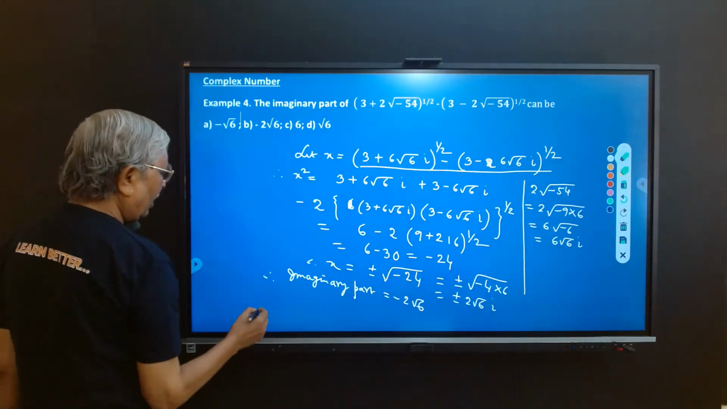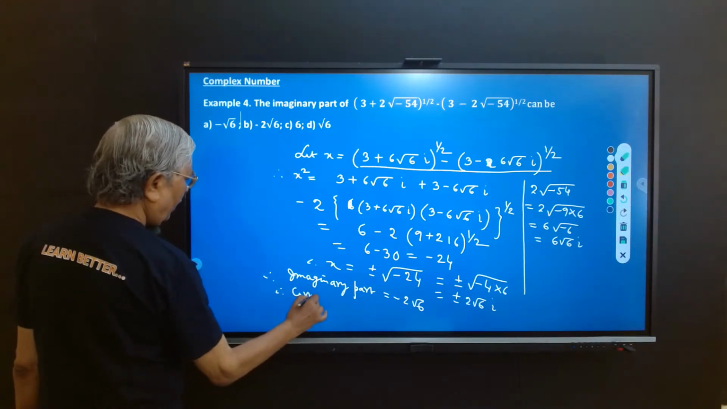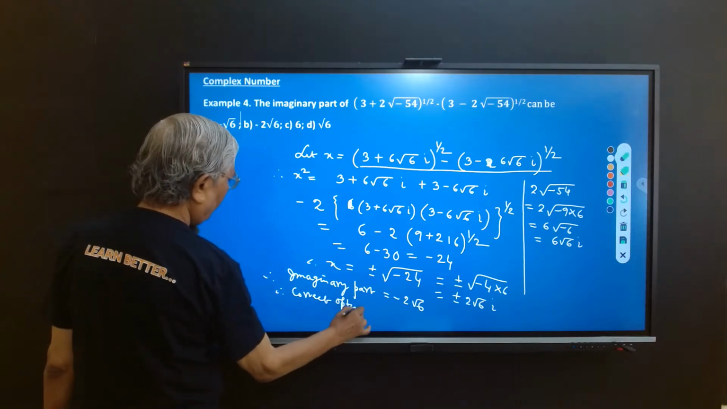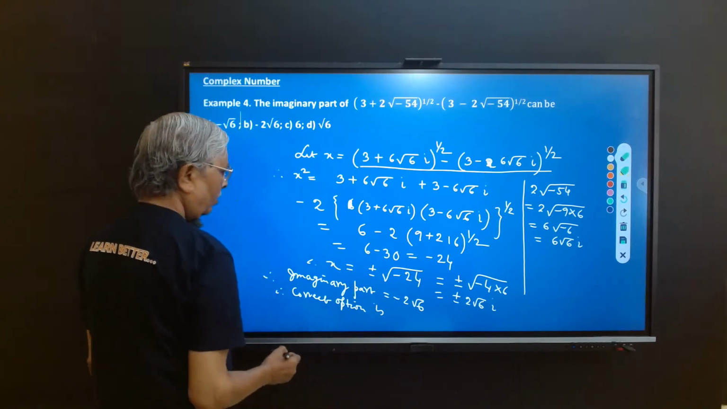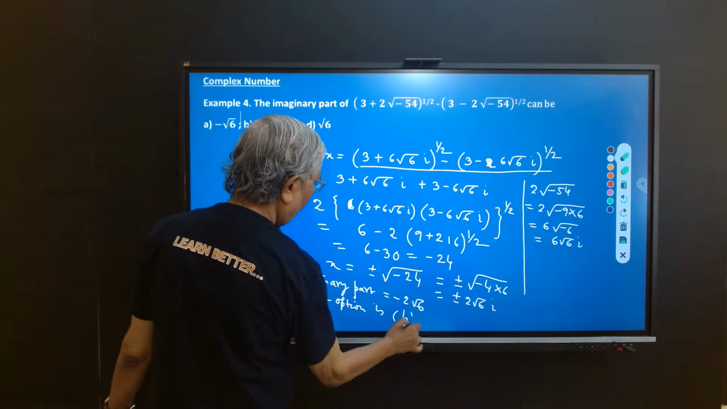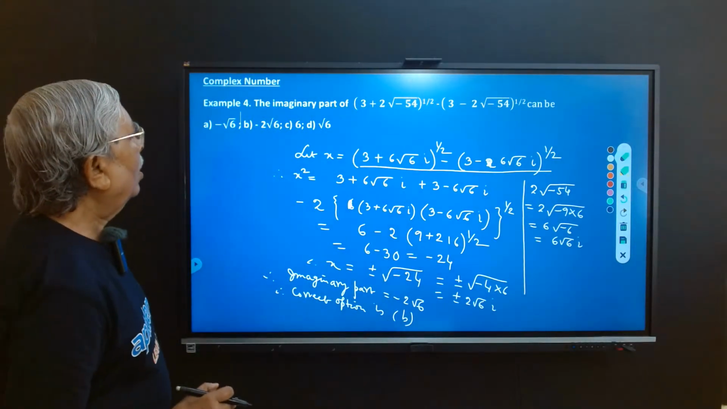So, what is the option? Therefore, you are given the correct option. So, the correct option is B. So, the correct option is B.